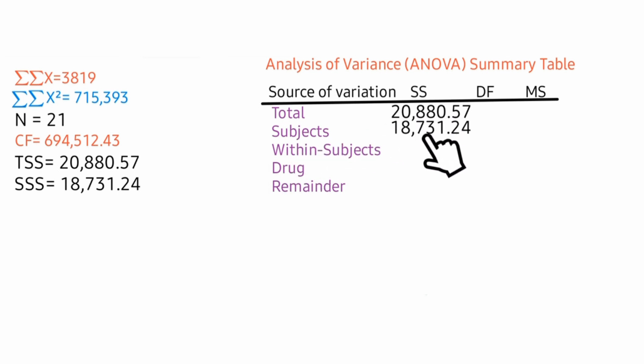Subject sum of squares. Now let's proceed to finding within subject sum of squares. Within subject sum of squares equals total sum of squares minus subject sum of squares. Let's proceed to finding drug sum of squares.